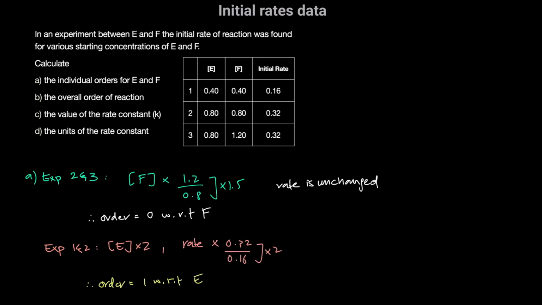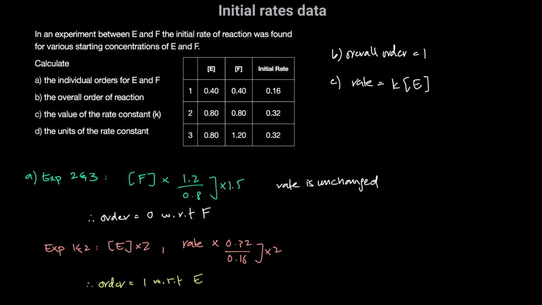The overall order for this reaction is just 1: 0 plus 1. The overall order is equal to 1. The rate equation for this reaction is rate equals k times the concentration of E to the power of 1, and the concentration of F to the power of 0. So it doesn't show up in the rate equation. Anything to the power of 0 is just 1. So this is the rate equation that you have.